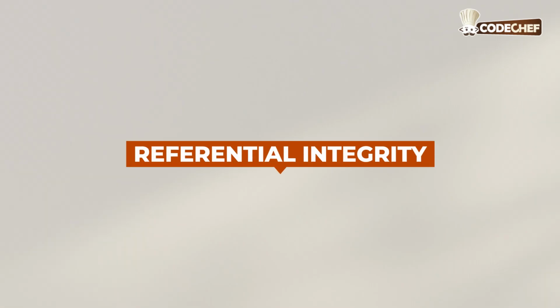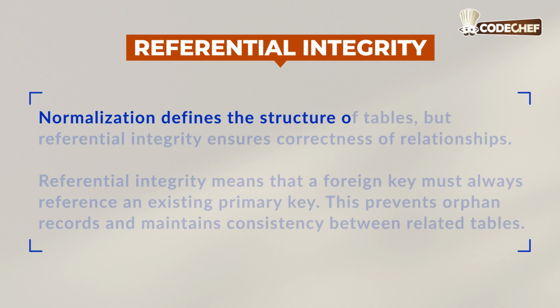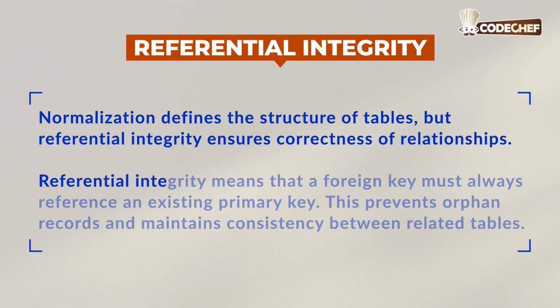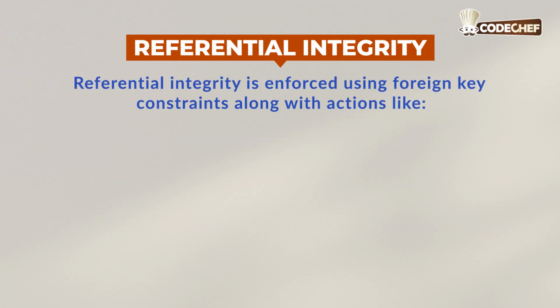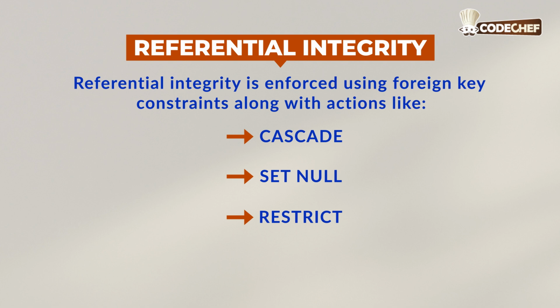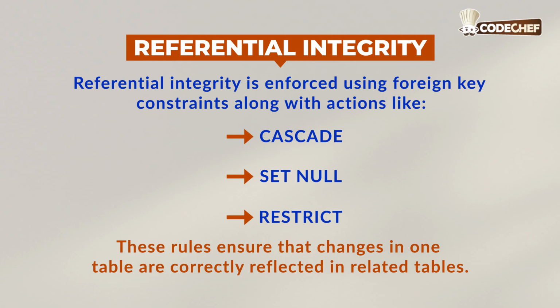Referential integrity. Normalization defines the structure of tables, but referential integrity ensures correctness of relationships. Referential integrity means that a foreign key must always reference an existing primary key. This prevents orphan records and maintains consistency between related tables. Referential integrity is enforced using foreign key constraints along with actions like cascade, set null, restrict. We have talked about some of these actions in multiple tables part 3. These rules ensure that changes in one table are correctly reflected in the related tables.